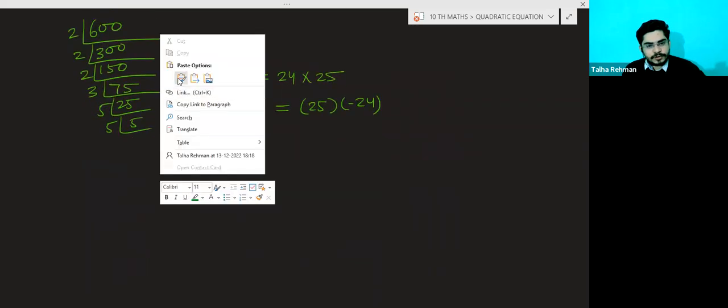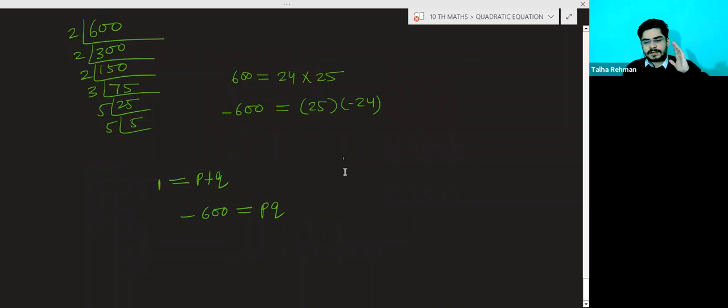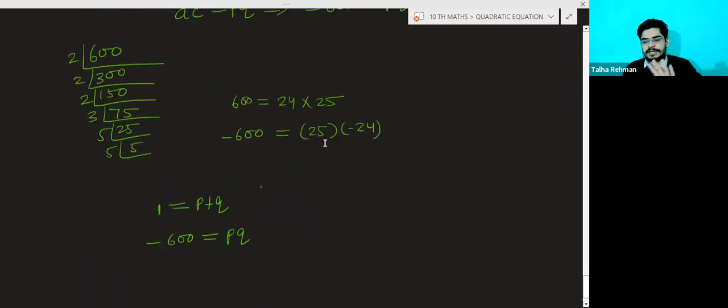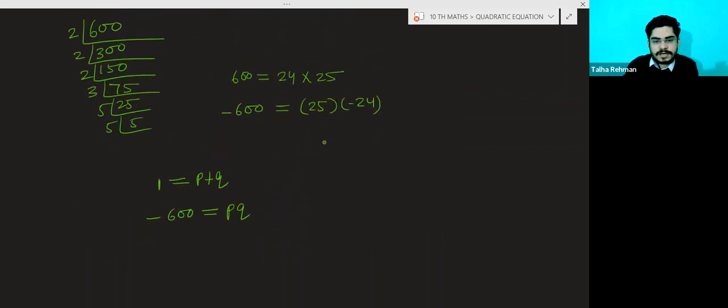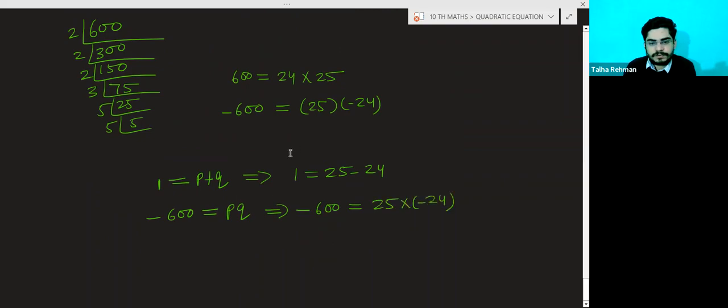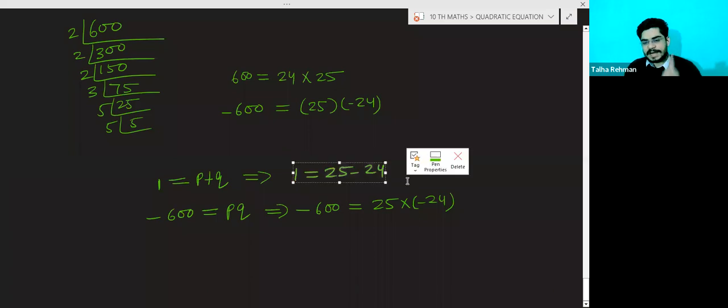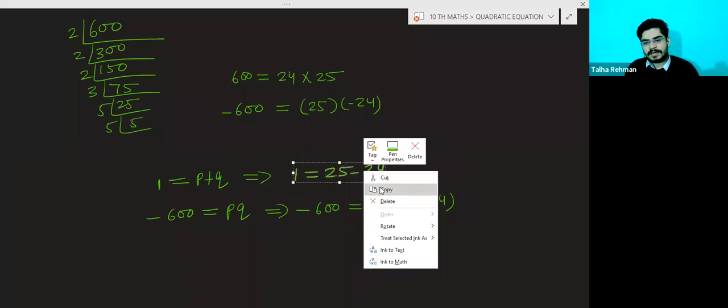Don't worry, when you solve the question again and again, believe me, there is no requirement of writing this p plus q and all that. This is 1, so we can write 1 is equal to 25 minus 24, and there is another condition, minus 600 can be written as 25 multiplied by minus 24. So we will split 1 like minus 25 and 24.